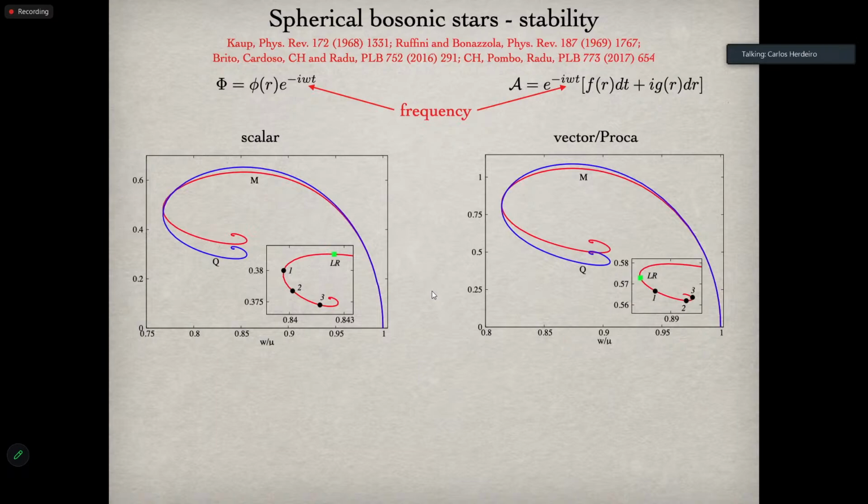And you can ask many questions about each of these solutions. Each point there is a solution, a spherical star. What are its physical properties? One important physical property is their stability. Are these solutions stable?